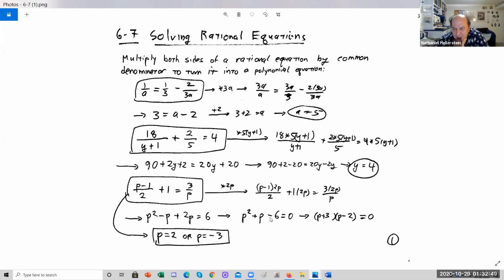And okay, this factors. The two numbers which sum to 1 and multiply to -6 are plus 3 and minus 2, due to the trick. So this is (p plus 3) times (p minus 2) equals 0. Since one of these factors must be 0, either this is 0, so p is -3, or this is 0, so p is 2. So 2 and -3 are the solutions to this.